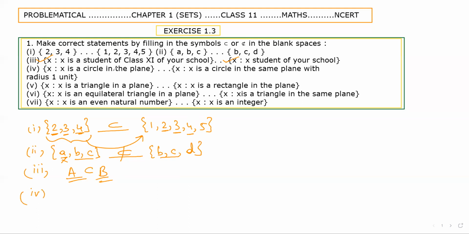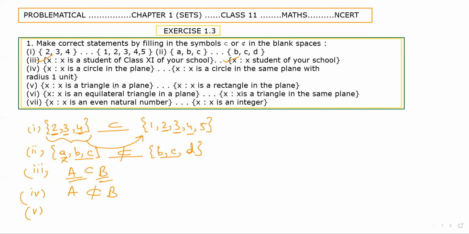Fourth, X is a circle in a plane, and X is a circle in the same plane with radius 1 unit. Now we know that there can be infinite circles in both scenarios because on a plane you can have infinite circles. Now the right hand side has a restriction that a circle is supposed to be of 1 unit only. But on the left hand side there will be many circles. There would be some circles which are not of unit 1, but they lie in the same plane on the left hand side. Such circles will not be present on the right hand side. So here A is not a subset of B. Not all circles in a plane will be present in the set of circles in the same plane with radius 1 unit.